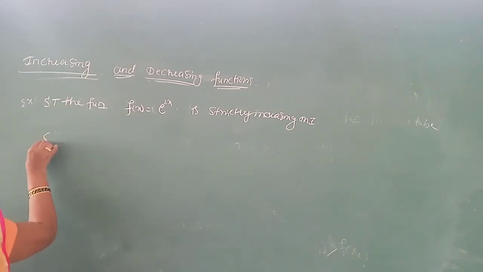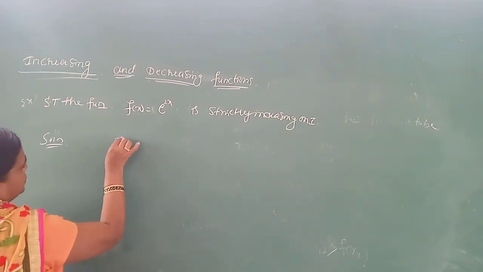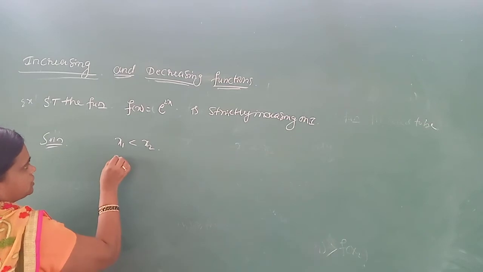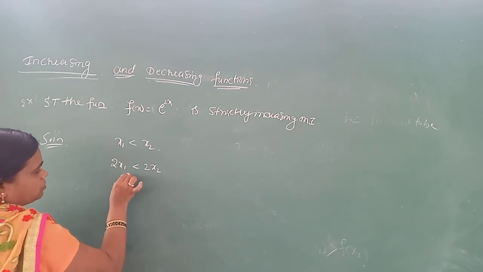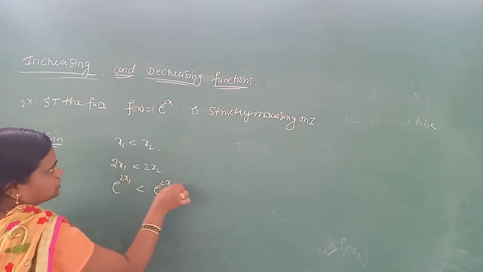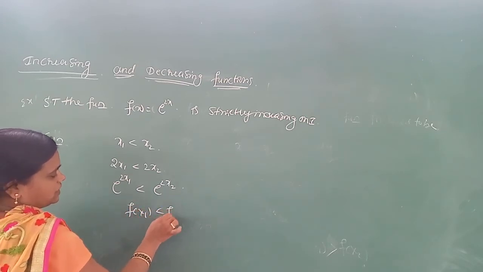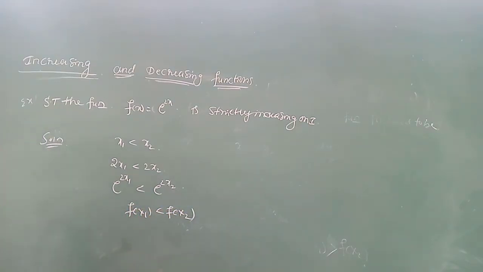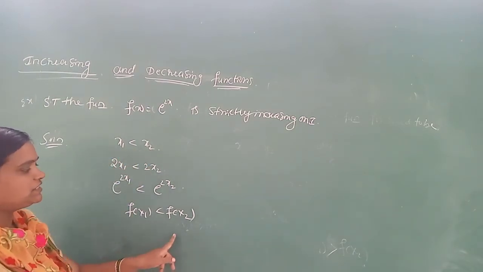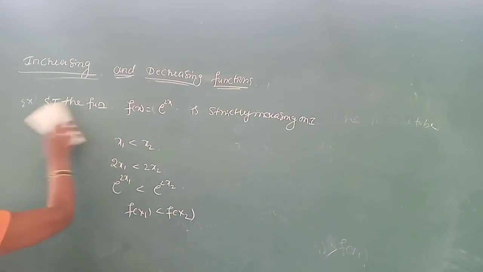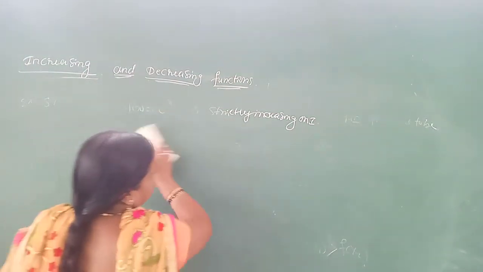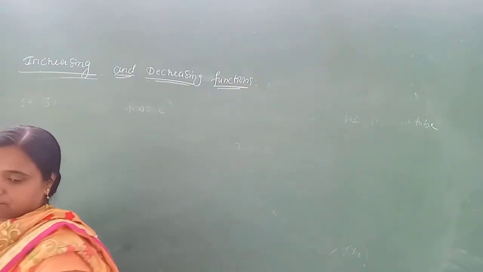See the solution by using the definition of the second type. x1 less than x2. Next, 2x1 less than 2x2. Next, take the exponential on both sides: e to the power 2x1 less than e to the power 2x2. Actually we get f of x1 less than f of x2. It means we proved that x1 less than x2 gives f of x1 less than f of x2, which means it is strictly increasing on R. Okay. Please remember that any one method you can apply. I will take the next example.